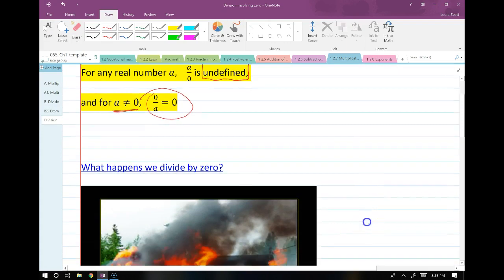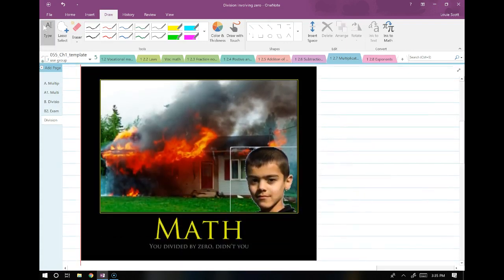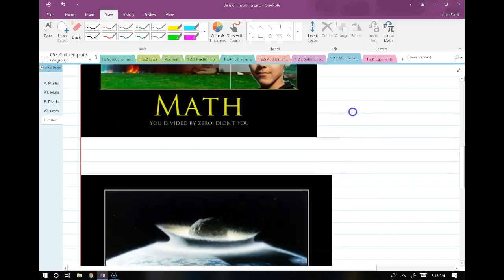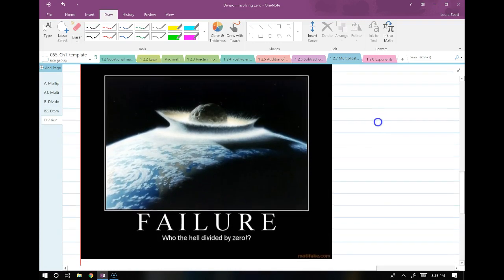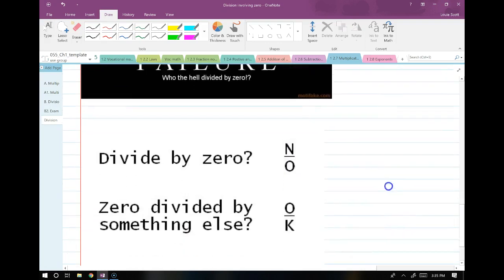I pulled up a couple of memes on what happens when you divide by 0. This is a true story. This kid divided by 0 and his house went up in flames. It's unfortunate. He had a parakeet that didn't make it. His name was Timmy. Okay. This is another true story about what happens when you divide by 0. The Earth could get hit with a meteor. Some people think that's what happened to the dinosaurs. They think they were on the verge of learning algebra. Somebody divided by 0, and everything went to crap.